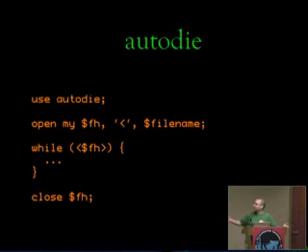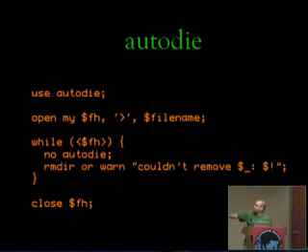Well, with AutoDie, ta-da, you get rid of those, and they are implicit. There's an implicit or die on open. Here I throw in some extra stuff. We can say no AutoDie, and then remove directory, which normally would have returned false or true, still will. We don't actually need it in this case, but we can turn off AutoDie lexically, which is really nice. We can also turn it on lexically.